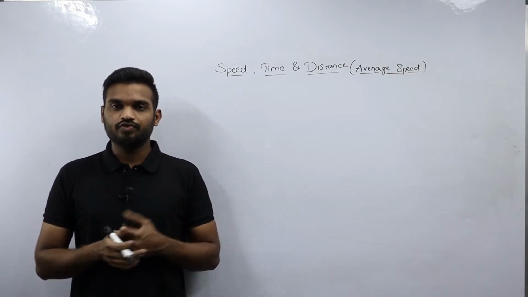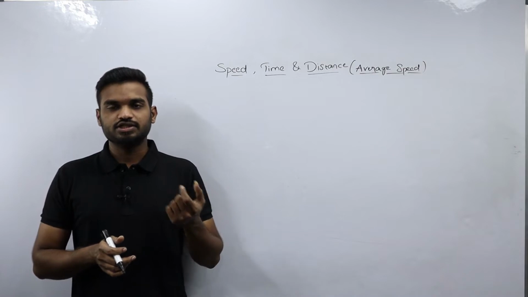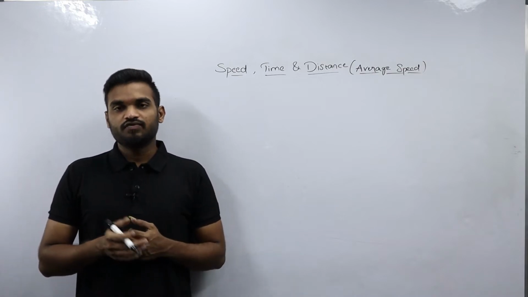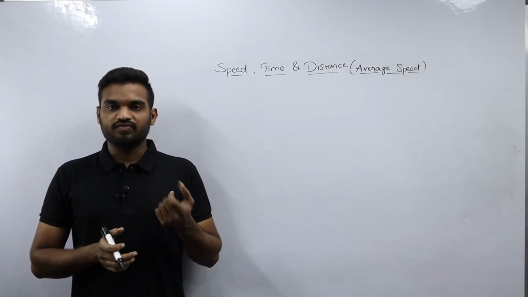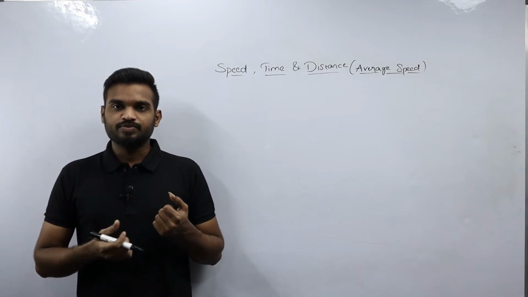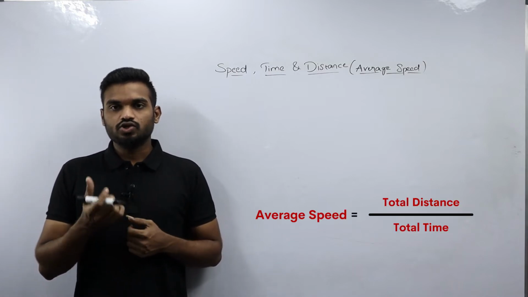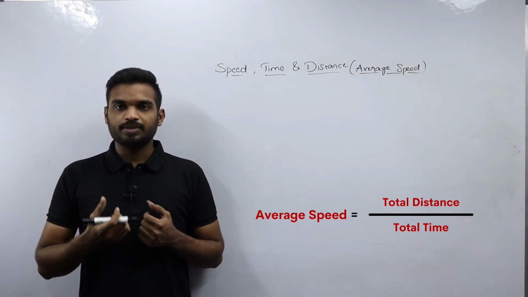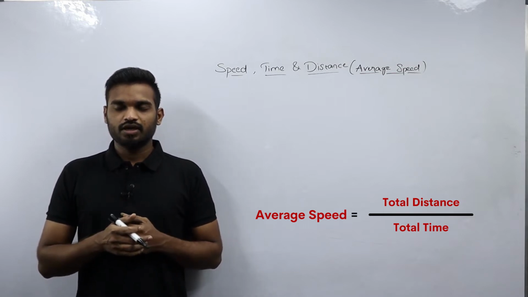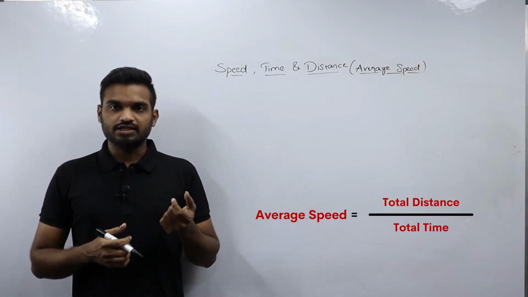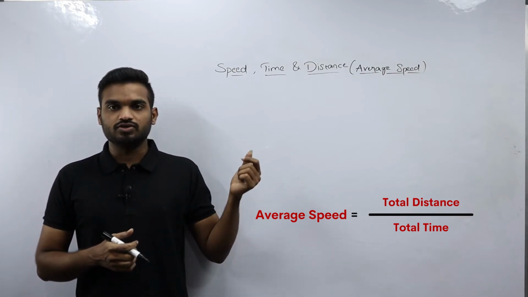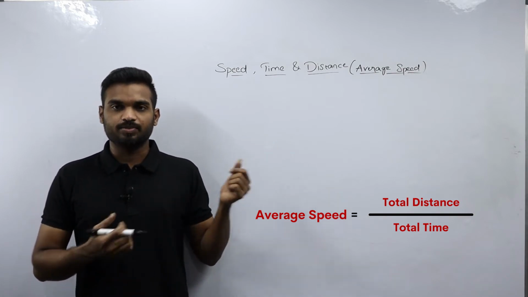Now in this video, we are going to discuss average speed. First of all, we need to know the concept of average speed. Average speed by definition is the total distance travelled divided by the total time taken to complete the distance. Now I will take one example so that you can clearly understand the concept of average speed and also how to use it in solving problems.